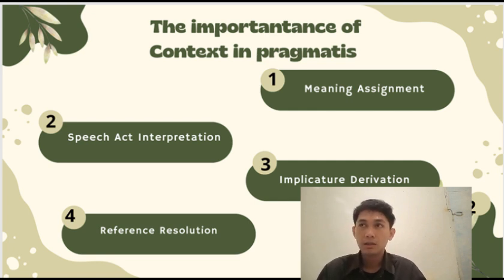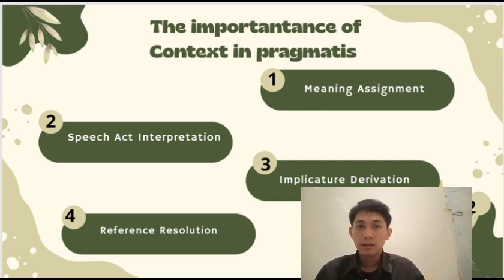And the third is implicature derivation. Implicature is an additional meaning that is suggested or implied by the speaker but not directly stated. The listener must use the context and shared knowledge to derive this hidden meaning. For example, the utterance "Some of the students passed the exam."